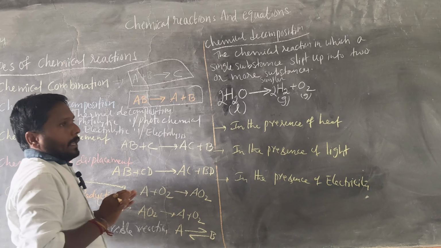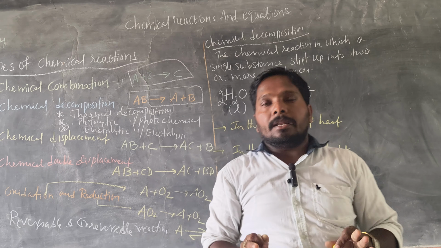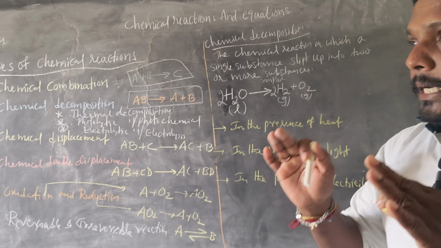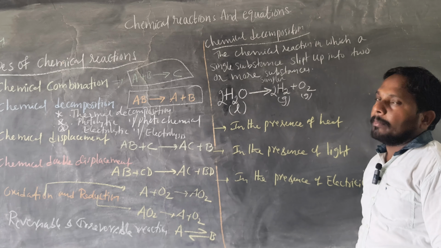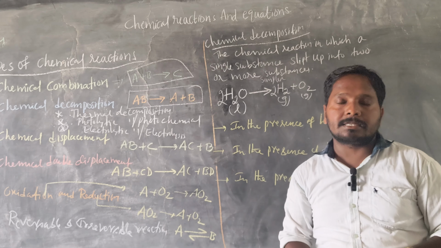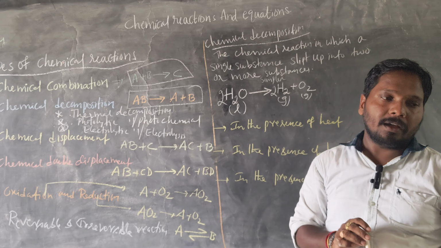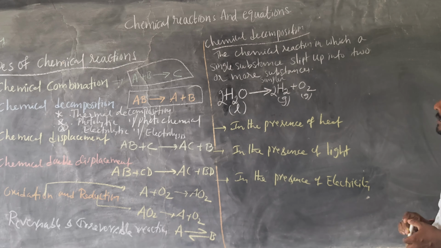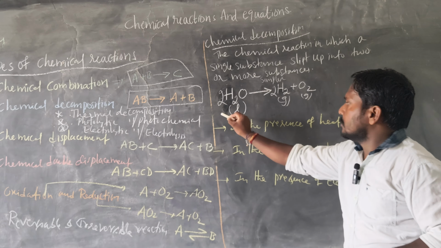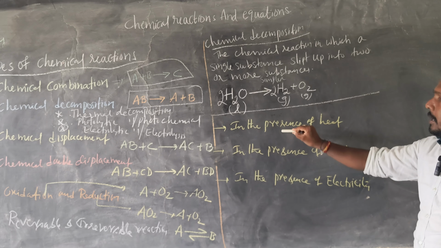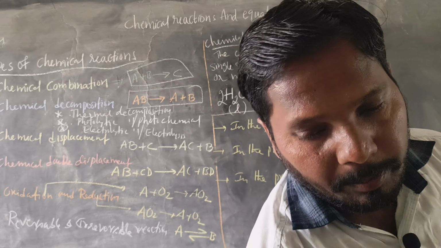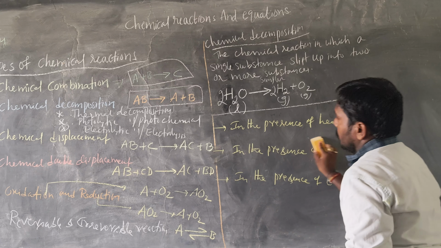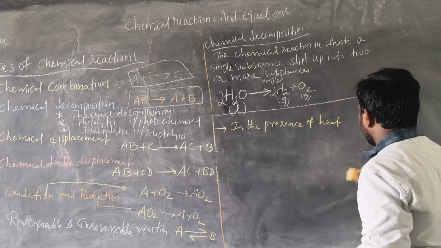So in any chemical reaction, a single substance can divide, dissociate or split up into two or more simpler substances. Such kinds of reactions are called chemical decomposition. Right? So let us discuss chemical decomposition in the presence of heat, with examples.